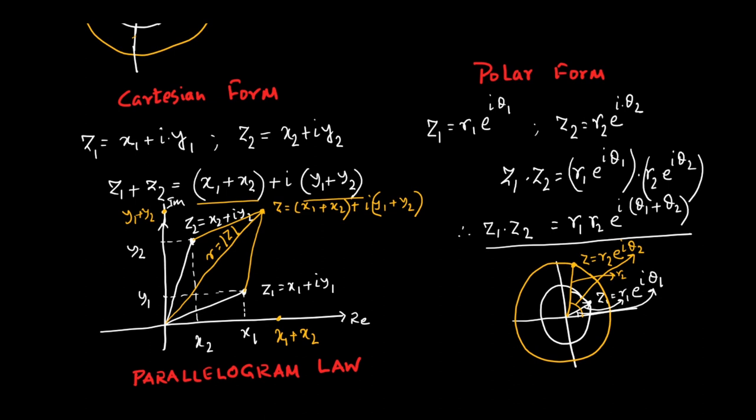Now Z equals R1 into R2 e to the power i theta will be a circle of radius R1 into R2. Or in other words, Z1 into Z2 equals R1 R2 e to the power i (theta 1 plus theta 2) will lie on a circle of radius R1 into R2. Exactly how that circle will look depends on the values of R1 and R2. Unless we know that, we cannot draw the circle. For the sake of argument, let us consider that the circle somewhat looks like this.